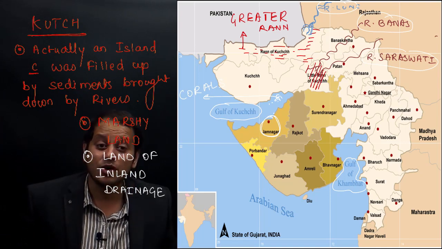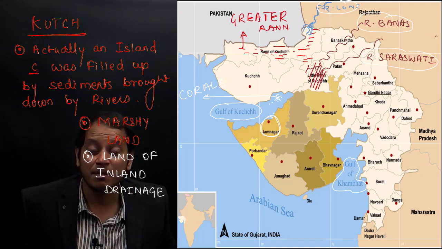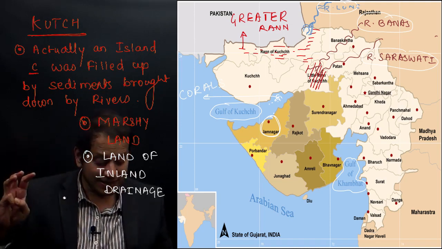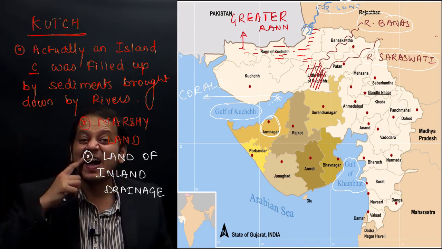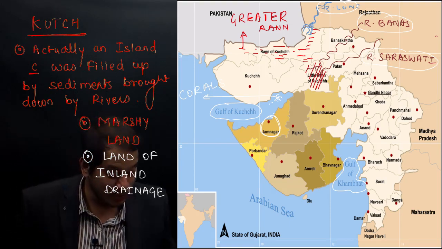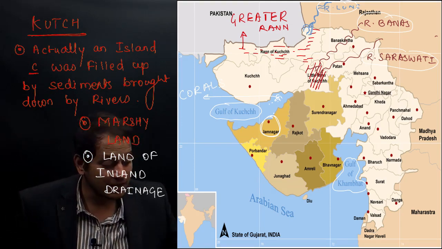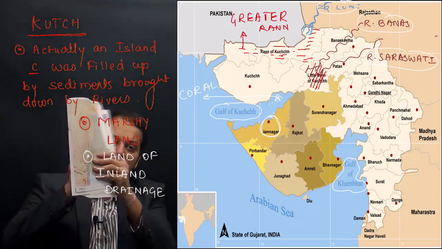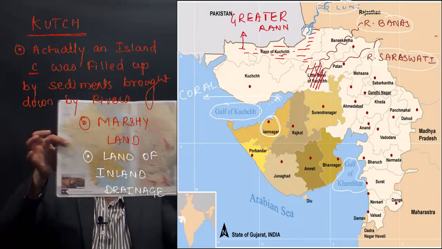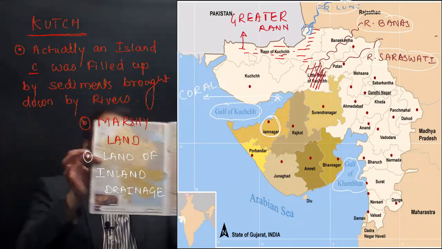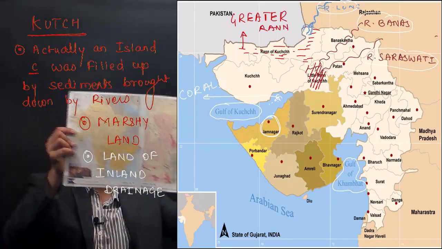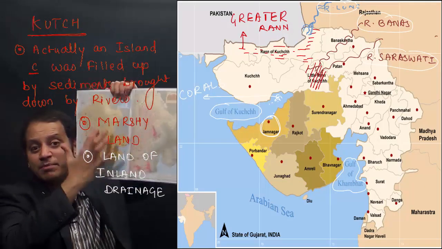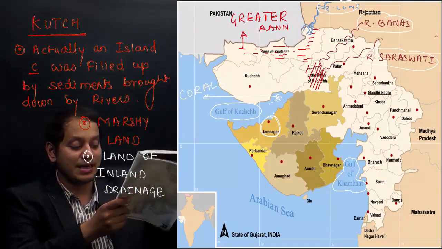So this is what you remember from here, from the map viewpoint. The land of inland drainage, marshy land, and remember Jamnagar is an important port here, an important refinery of the Gulf of Kutch region. How to check it? If you are having the Oxford map, you can see the opposite side of the page. One map is a physical map where physical characteristics are given. One map is a political map where major cities and the political characteristics are given.